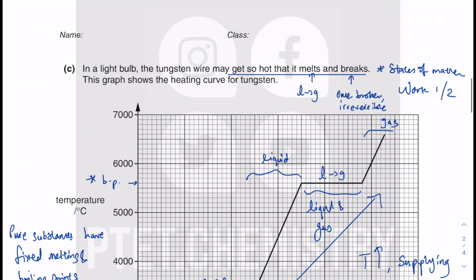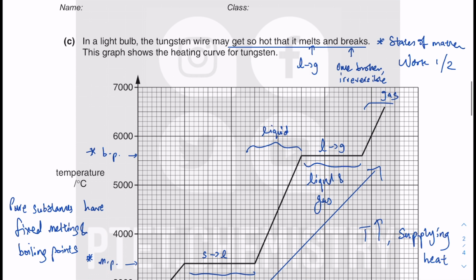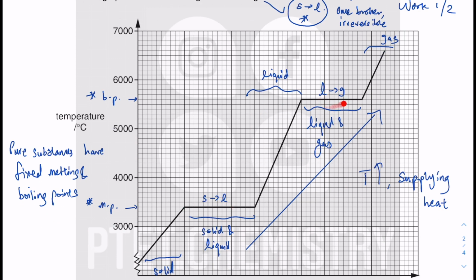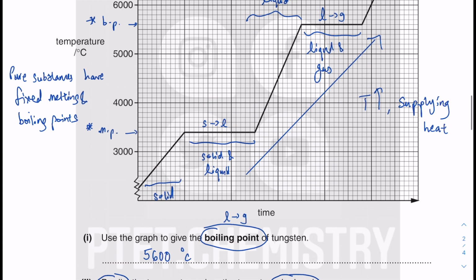Okay, so the tungsten wire may get so hot that it melts and then it breaks. I beg your pardon, I don't know why I said liquid to gas was melting. It should be solid to liquid. All right, solid to liquid is melting. So I better correct that. Solid to liquid is melting. That's this stage. Liquid to gas is boiling. So before you boil, you melt first.